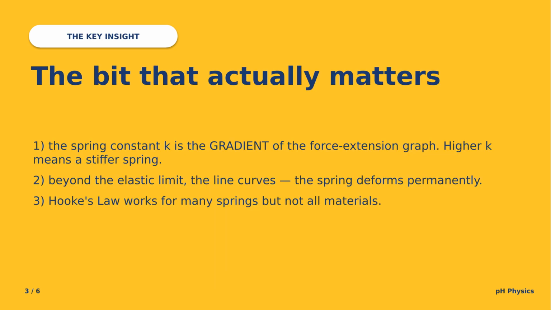Three things. One, the spring constant k is the gradient of the force-extension graph. Higher k means a stiffer spring. Two, beyond the elastic limit, the line curves. The spring deforms permanently. Three, Hooke's law works for many springs, but not all materials.